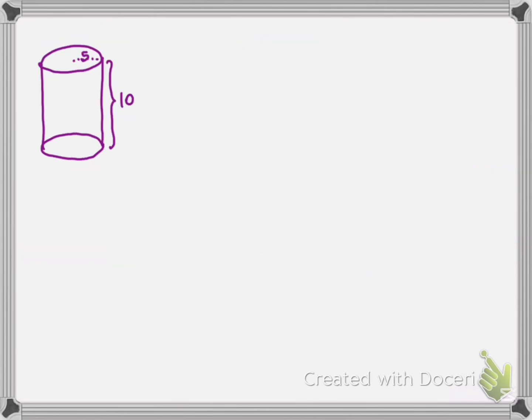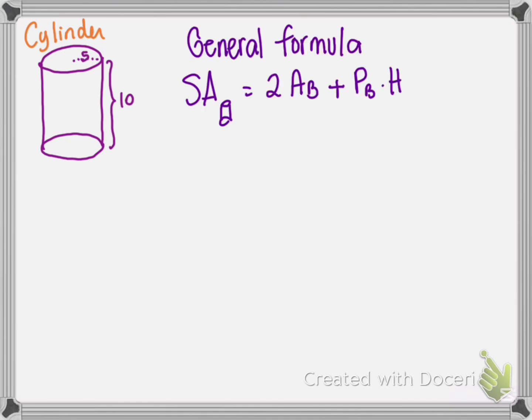Now we have a cylinder. Remember that a cylinder has two bases that are circles, and then the lateral face is just one continuous face. So we're going to write first the general formula. Now you might think, teacher, that's exactly the same as the one for prisms. Well, yes, but now we have to use the formulas for the circles.